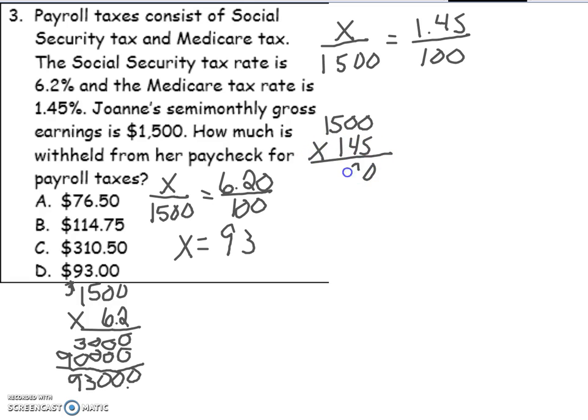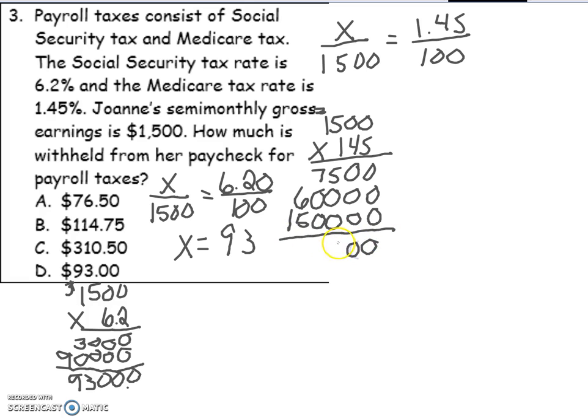5 times 0, 0. 5 times 5 is 25. 5 times 1 is 5, plus 2 is 7. Put a placeholder. 4 times 0, 0. 4 times 5 is 20. 4 times 1 is 4, plus 2 is 6. Put a placeholder, 2 of them. 1 times 0, 0. 1 times 5 is 5. 1 times 1 is 1. Add it up. 0, 0, 5, 7, 11, 2.